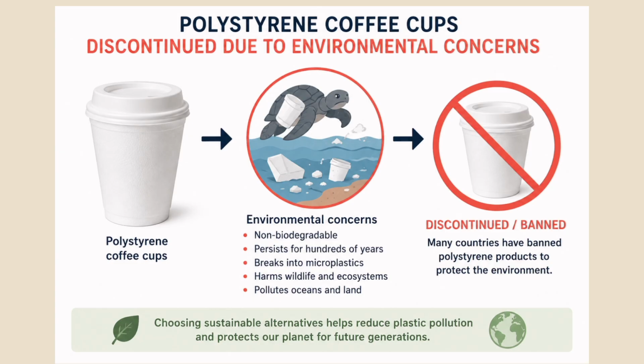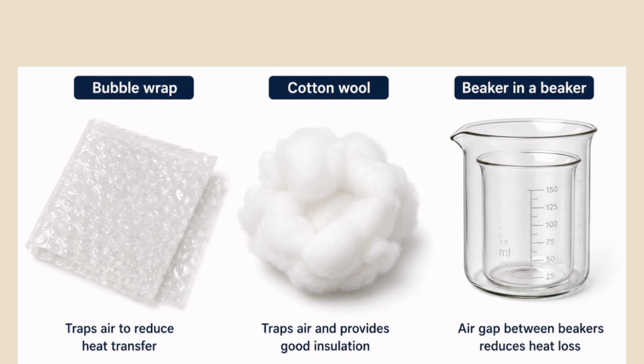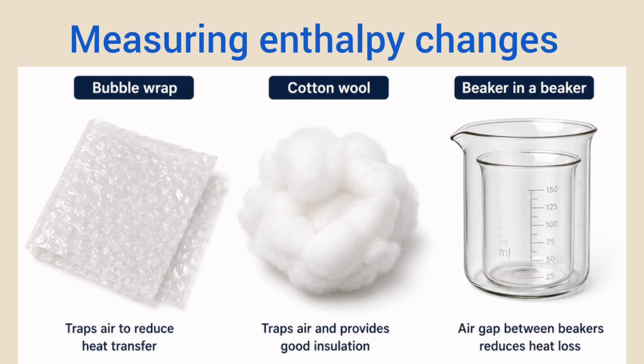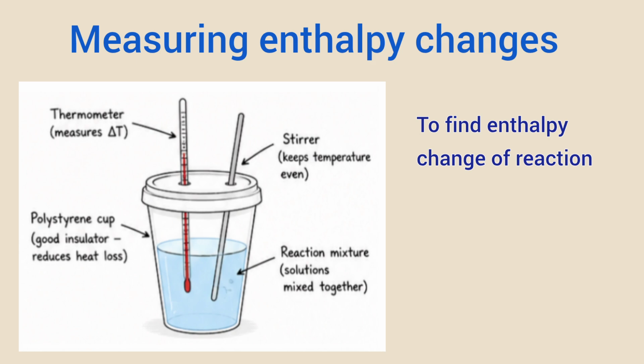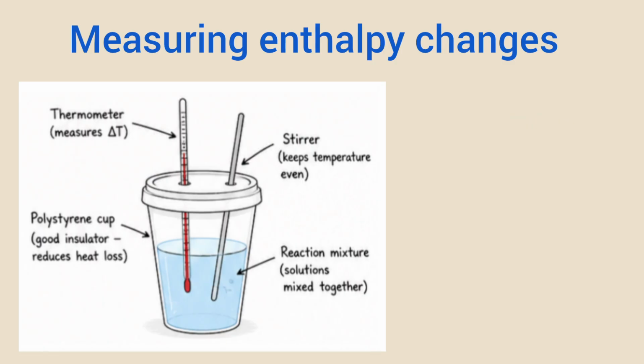So other insulating materials that could be used instead of polystyrene might include bubble wrap, cotton wool, or we could place our glass beaker inside another larger glass beaker to add an extra layer of insulation. In this experiment, the enthalpy change of reaction can be calculated, and this involves the mixing of two solutions together, or the addition of a solid to a solution, and then measuring the temperature change during the reaction. A stirrer is used to keep an even temperature throughout the reaction mixture and prevent any hot spots, so that the temperature reading on the thermometer reflects the actual temperature throughout the reaction mixture.